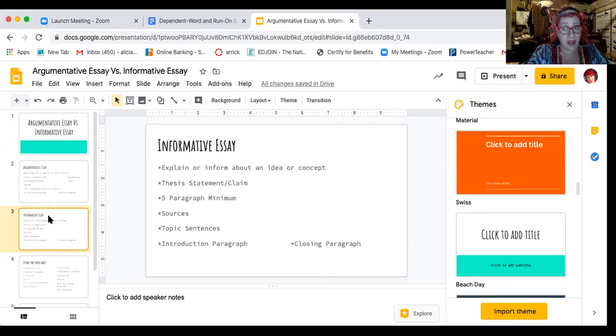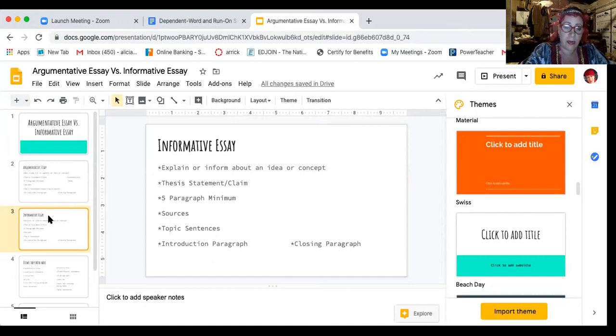Again, still a 5-paragraph minimum, still need sources. You can't just tell me what your thoughts are without telling me where you got this information. If you're informing someone, you should have some sources for this. Topic sentences, again, for your body paragraphs, again, an introduction paragraph and a closing paragraph. So this is going to be your informative essay.